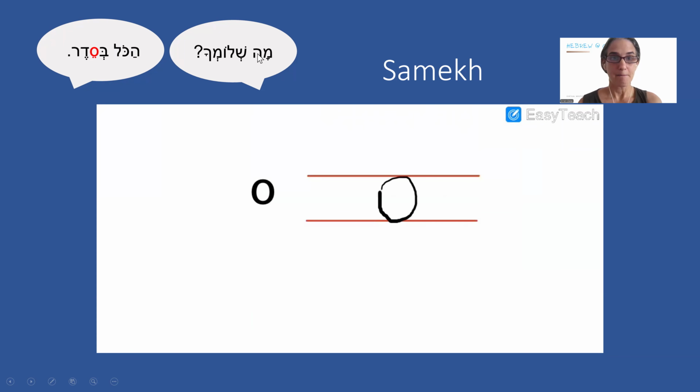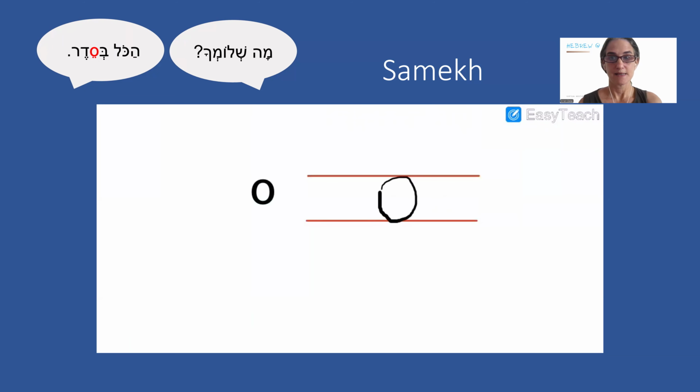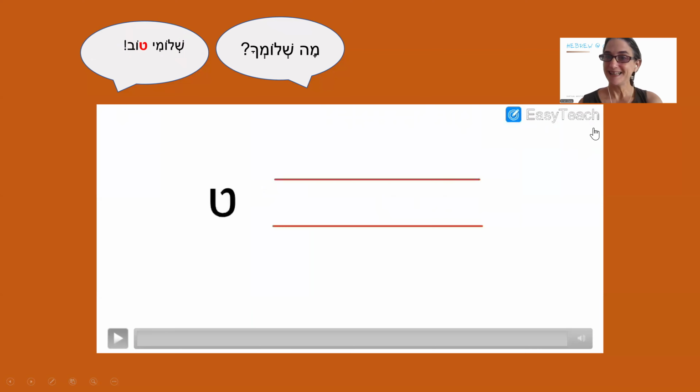Okay? מה שלומך? הכל בסדר. Okay? S, simple S. You can see again. And this is the samech. הכל בסדר. Right. Moving on to the tet.